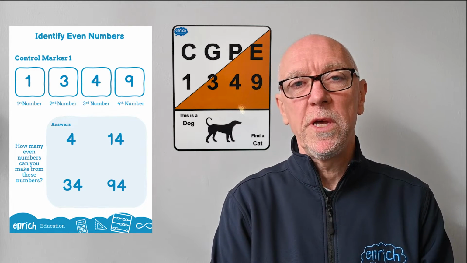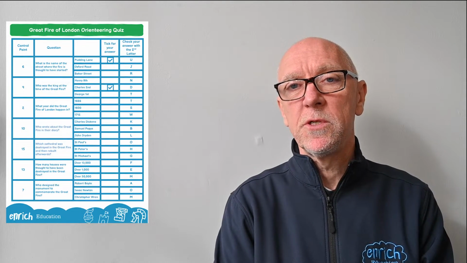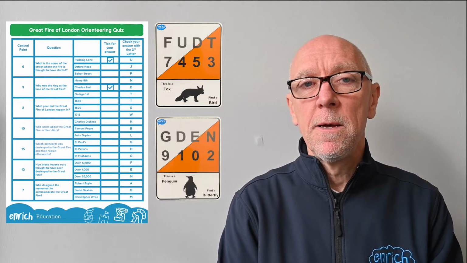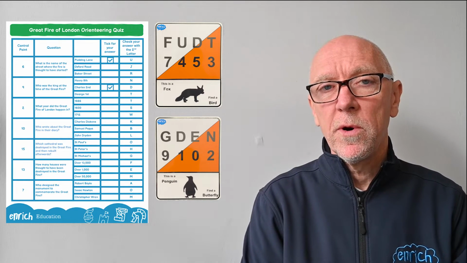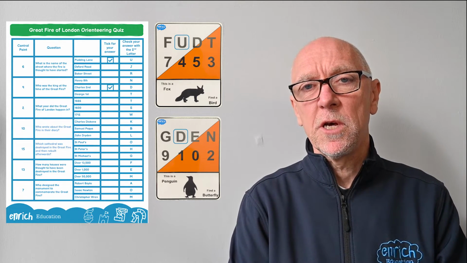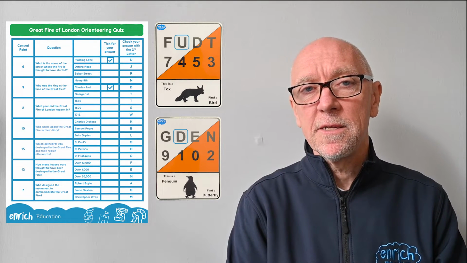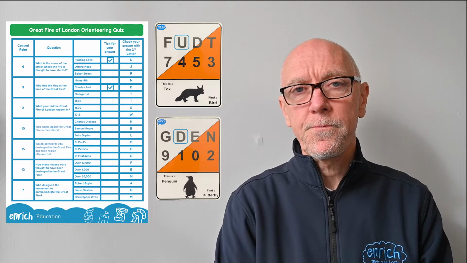But the markers don't only create opportunities for English and maths activities. So for example, children complete these multiple choice questions on the Great Fire of London and check each answer by visiting the specified control point. If the second letter on the control marker is the same as the letter against the answer that they selected, their answer is correct. These are just 3 examples of ways in which the enriched orienteering control markers can be used to create cross-curricular learning opportunities.